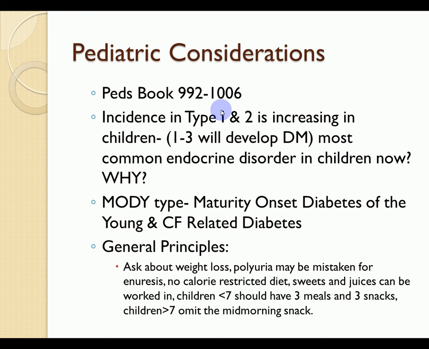General principles, you need to ask about weight loss, polyuria, may be mistaken for enuresis, no calorie restricted diets. They don't put them on calorie controls anymore. They watch their carbs. Sweets and juices can be worked in with children. Children less than 7 should have 3 meals and 3 snacks. Over 3, you can omit the mid-morning snacks, so 3 meals and 2 snacks.